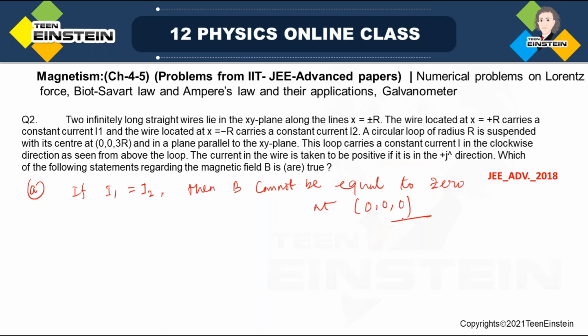So the option was that it can be 0. No, it is actually at the origin the magnetic field will be along negative k direction, and due to the loop also it will be negative k direction. So this is not true. It is actually a false statement.